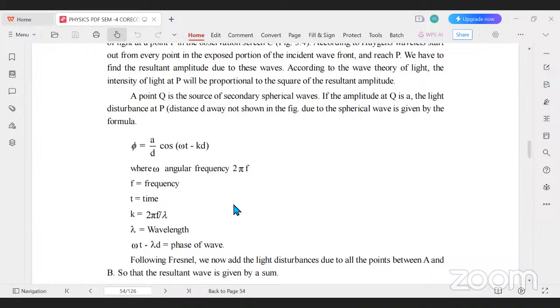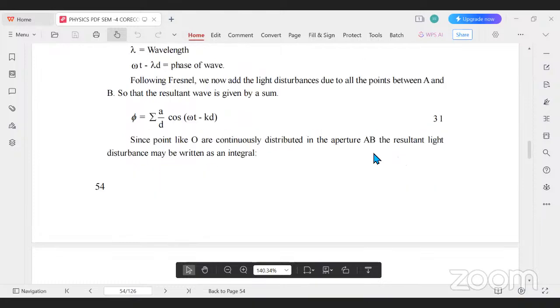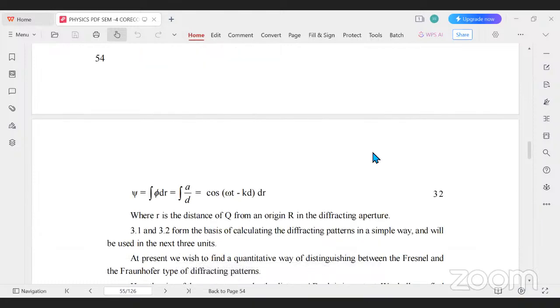Following Fresnel, we now add the light disturbances due to all the points between A and B, so that the resultant wave is given by the sum. So phi is equal to sigma A by D cos(omega t minus k D), since the light sources are continuously distributed in AB. That is, the resultant light disturbance may be written as an integral. In integration form, we can write the integral of d phi equals the integral of A by D cos(omega t minus k D) dr, where r is the distance of the point from the origin in the diffracting aperture.